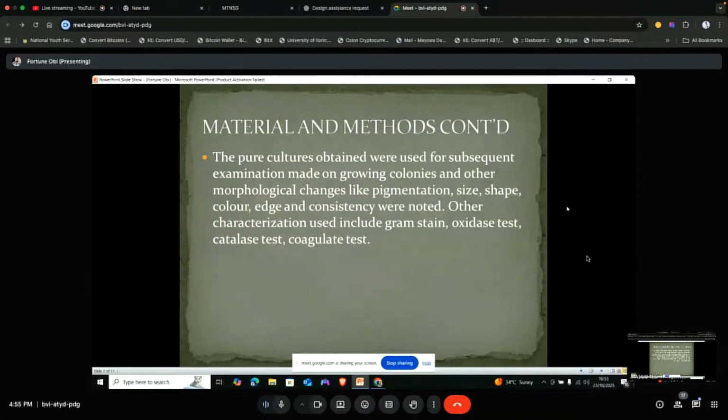Then the pure cultures obtained from that process were used for subsequent examination of the growing colonies. Other morphological features like the pigment, size, shape, color, elevation, and consistency were also noted in order to identify the specific microorganisms. Other classifications used include the Gram stain, the Gram test, the indole test, and other forms of tests.